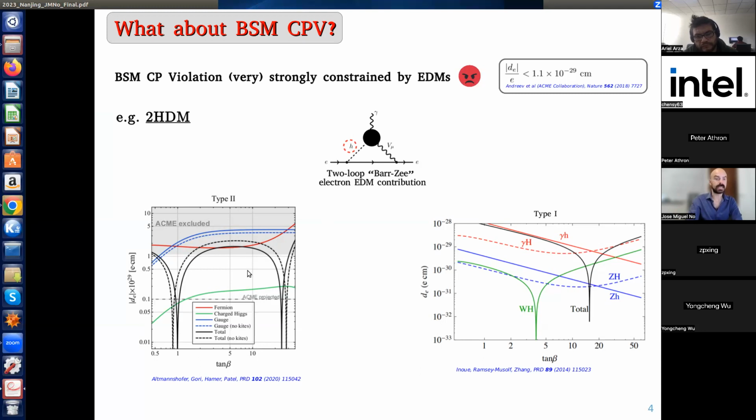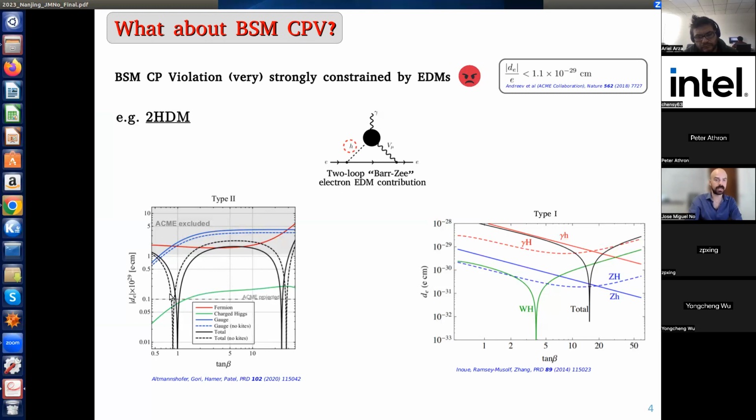And in two Higgs doublet models, you see here as a function of tan beta what is the size of the electric dipole moment. This is in the type 2 Higgs doublet model, and this is a recent paper by Almansa, Fuentes-Martin, Hammer and Patel. The black line is the total contribution to the EDM, okay? The other lines are individual contributions from individual Barr-Zee and other types of diagrams. And you see that only in very tuned regions of tan beta do you get something that is compatible with the EDM bounds.